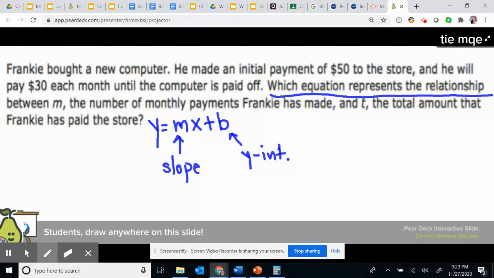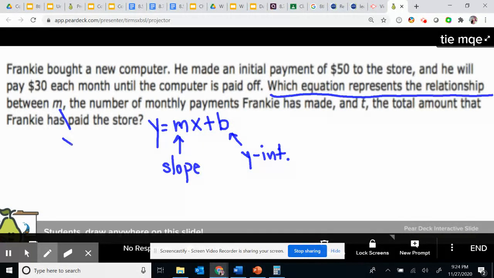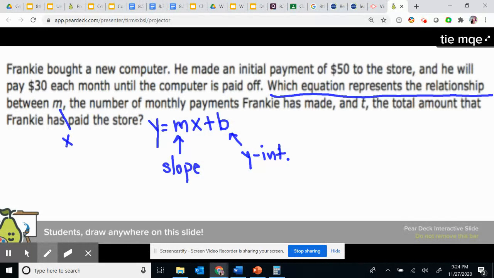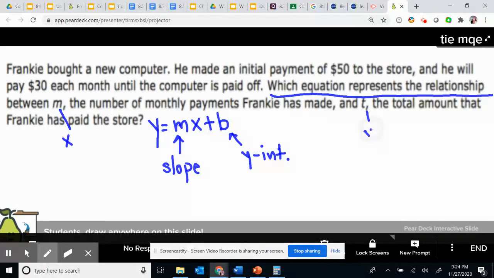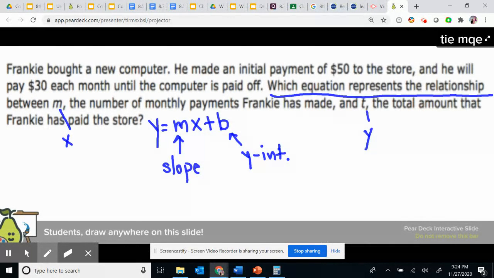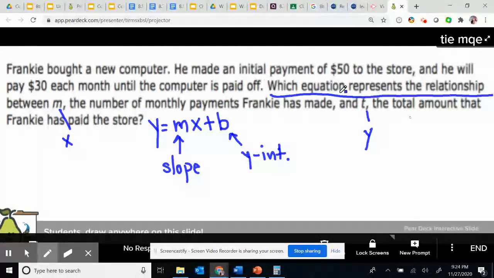Now, we know that M represents our slope. So for our purposes, I'm going to go ahead and change M, and I'm going to make that our X value. That would be our independent variable, the number of monthly payments Frankie has made, and then T would become our Y. And that's the total amount that Frankie has paid the store. Typically, we've talked about how when we're working with money, Y will represent the total amount. All right, so Y depends on our X.